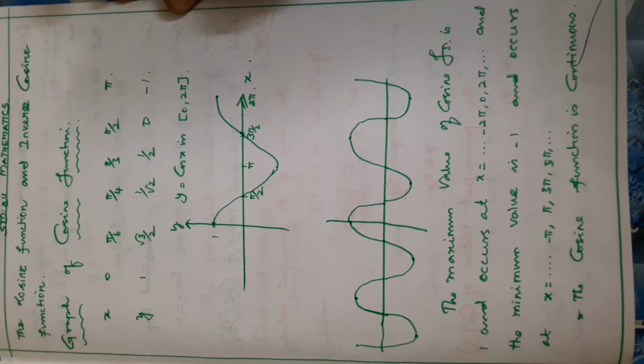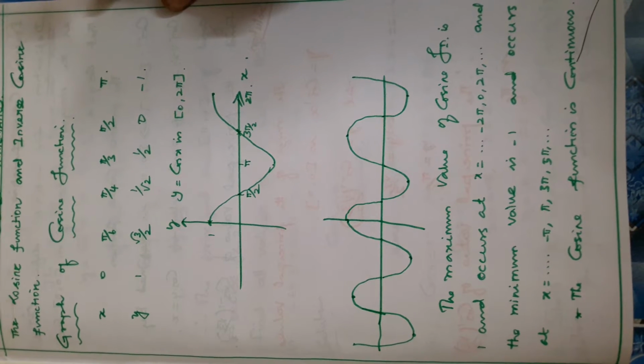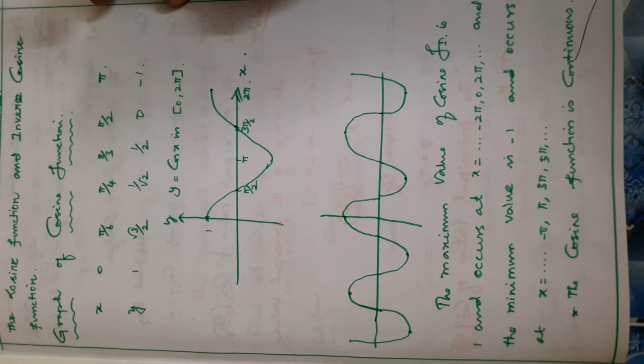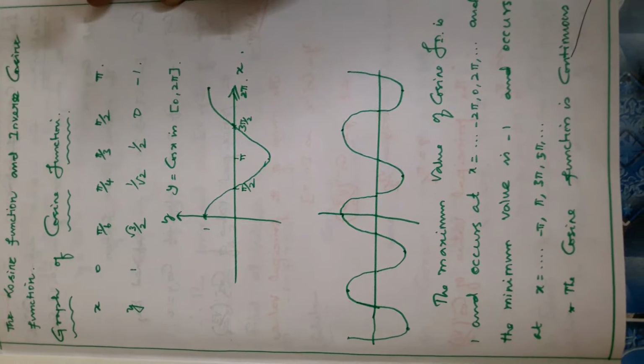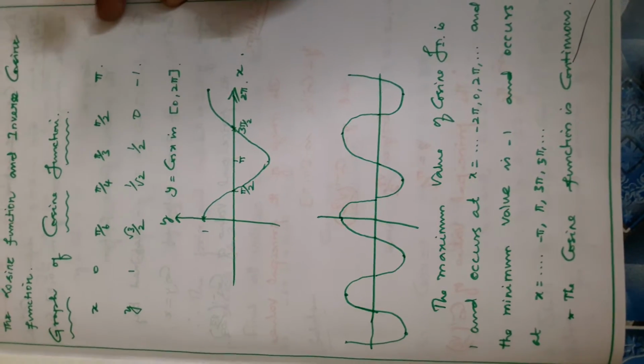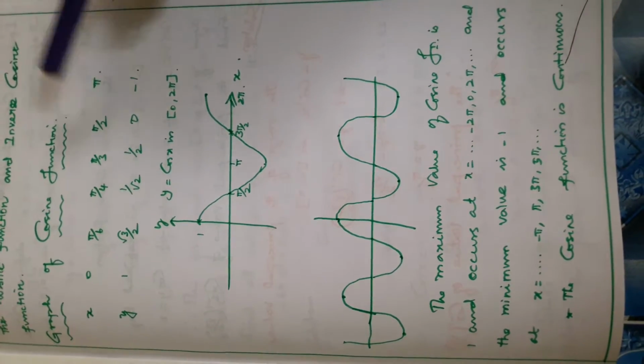So for drawing the graph, you should know the trigonometric table values. It's nothing but your cos 0, cos pi by 6, cos pi by 4, cos pi by 3, cos pi by 2 and cos pi till 2 pi, but I have written only pi. So the respective values also I have given you.